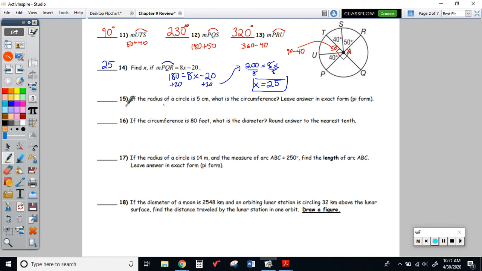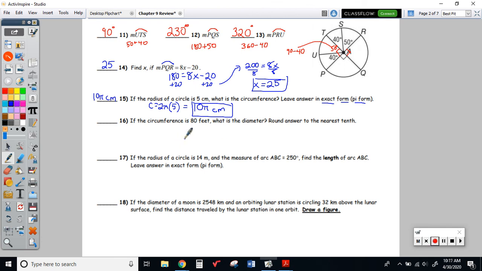Now we're looking at a problem that is separate from this picture. If the radius of a circle is 5 centimeters, what's the circumference? The circumference formula is 2 pi r. So 2 times pi times the radius, and the radius is 5, so that would become 10 pi. It says leave your answer in exact form or pi form, so that's how I would leave my answer. I'm not going to multiply by 3.14159. Not going to use that button on the calculator for this one. So we have 10 pi centimeters as my units, so I would include that here, and I'll write that on the line over here as well.